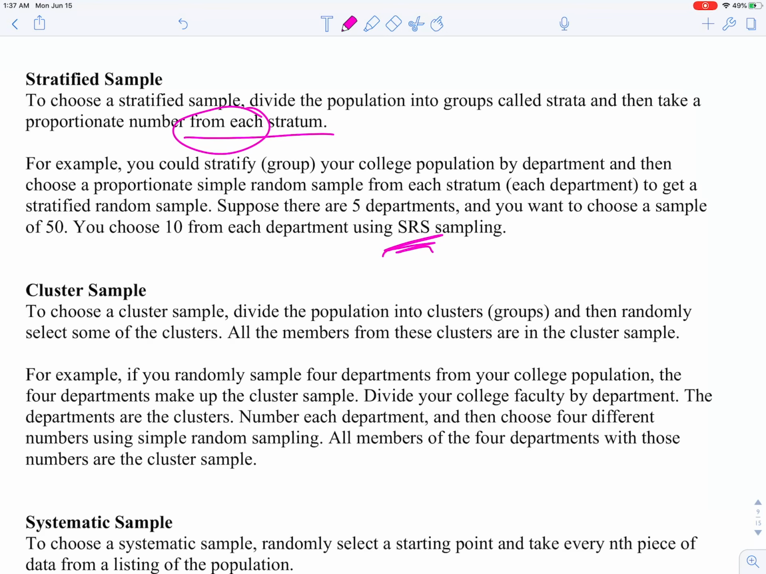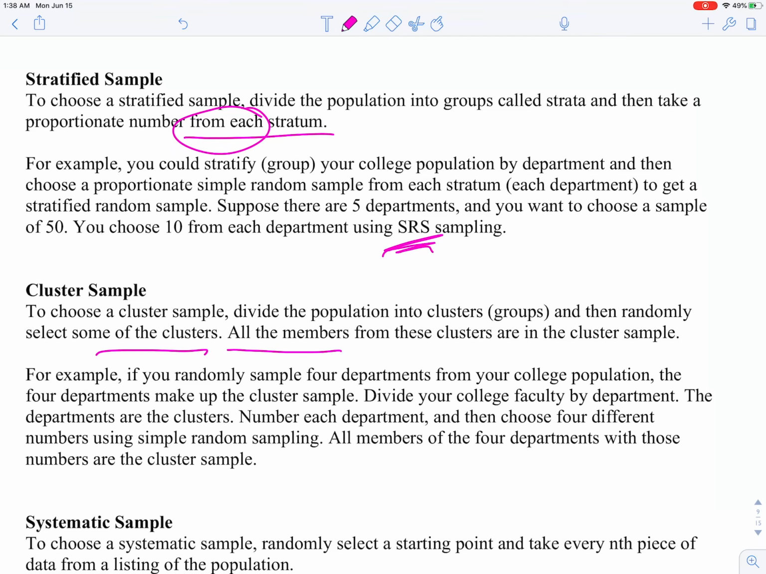Now cluster samples are similar to stratified, and people get these confused all the time. So make sure you know these definitions well. To choose a cluster sample, divide the population into clusters, those are your groups again, and then randomly select some of the clusters. And then from those randomly selected clusters, you survey all members in the clusters you chose. So you can see where cluster and stratified sampling can get mixed up.